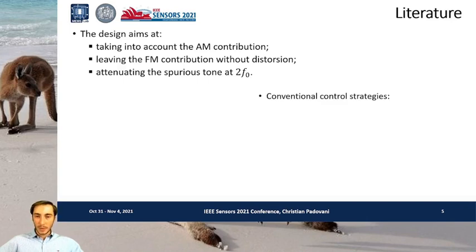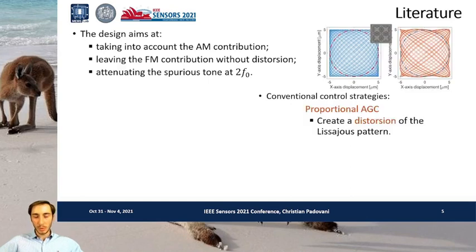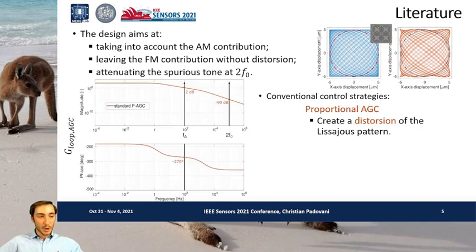Often in amplitude-modulated gyroscopes there are two main control strategies. First of all, the proportional AGC, which however within this topology creates a distortion of the Lissajous pattern, as we can see from the figure, since the phase of the reaction of the negative feedback loop is not the proper one for a perfect amplitude-modulated compensation, as we can see from the magnitude and the phase of the loop gain of the proportional AGC.